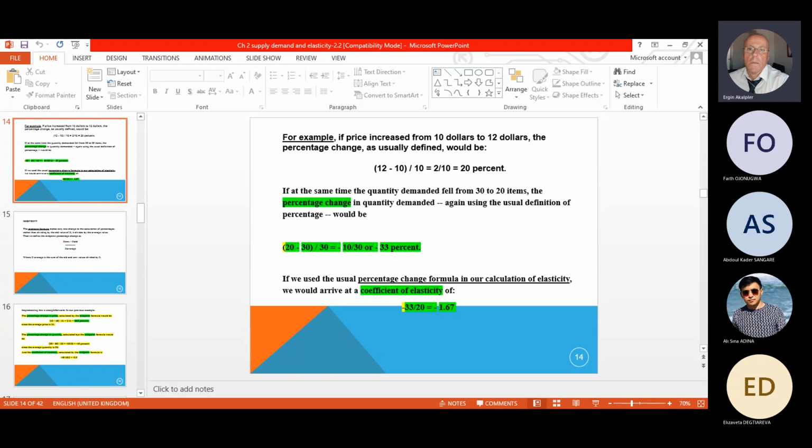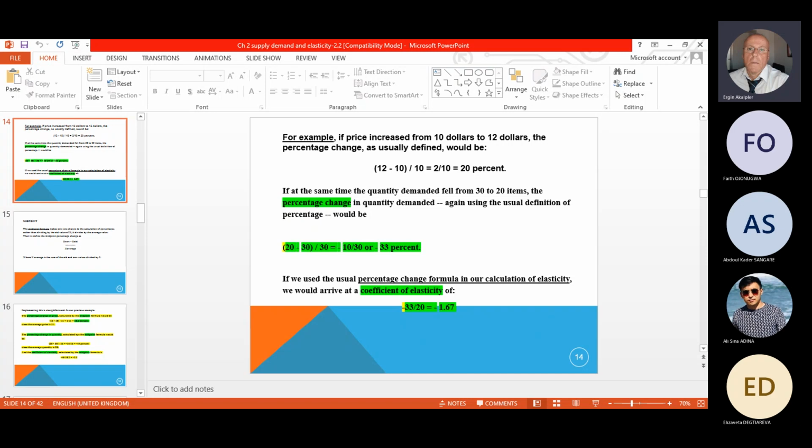Okay, look, this was the example which is given. You see, if price increased from $10 to $12, the percentage change usually defined would be 12 minus 10 divided by 10. This is the normal application of the elasticity formula for the coefficient. Then it is going to be 2 over 10, then 20% is the expected change.